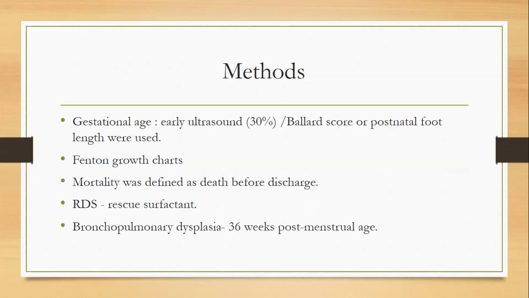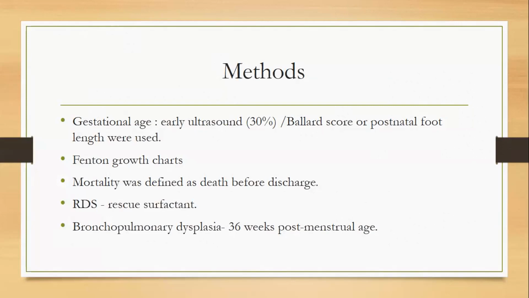So for gestational age, we used an early ultrasound, which is an ultrasound less than 30 weeks, to estimate the gestational age. But unfortunately, Cape Town is also a middle income country. So only about 30% of the women actually had early ultrasound scans. So for the rest of them, we used the Ballard score or the postnatal foot length to estimate the gestational age. We used the Fenton growth charts for this study, which is a bit debatable because Fenton growth charts are actually not meant for developing countries like South Africa, but that's what we were using at that time.